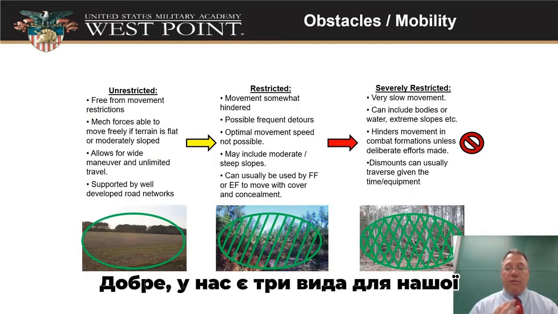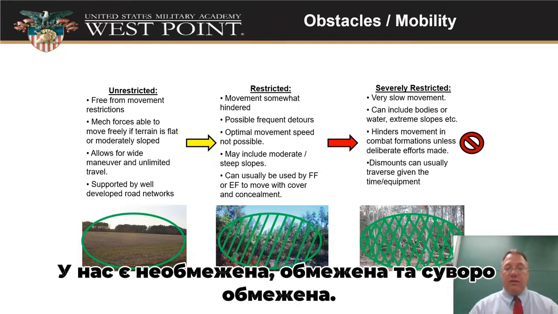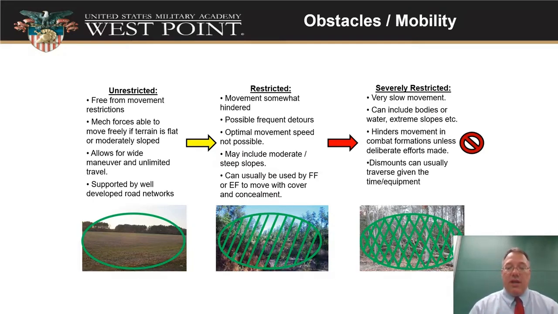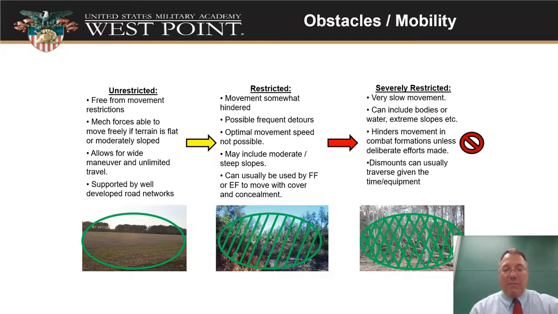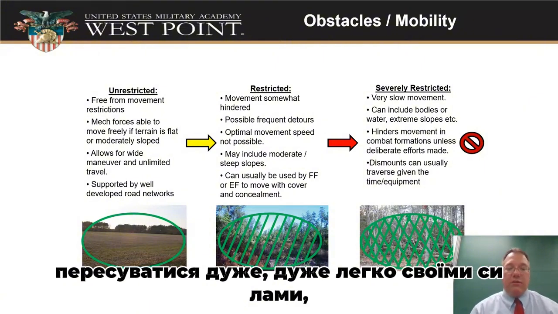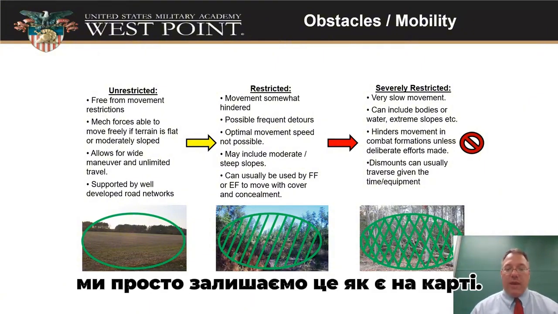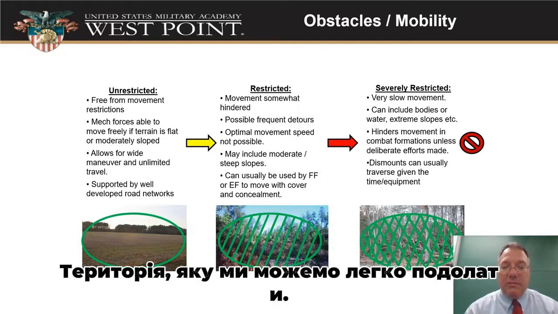We've got three classifications for our terrain: unrestricted, restricted, and severely restricted. Across the bottom of the image, you can see the different ways we're going to mark the map. If it's unrestricted terrain, something you can move across really easily with your forces, we just leave it alone on the map. That's just a big empty blank spot, things that we can easily move through.